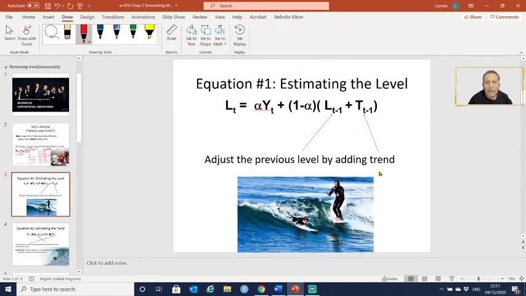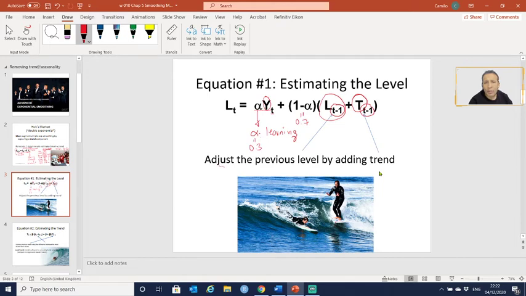I wouldn't like to go very deep into the details, but we said last time that alpha is the learning component. So if alpha is here equal to 0.3, what I am saying is that this level is going to learn 0.3, or 30%, from the previous observation Y t. Say that this Y t is GDP, or any variable that you are trying to estimate. Plus 1 minus alpha, which in this example will be equal to 0.7. So we are saying here that this level is learning 70% from the previous level in the previous period, plus the trend in the previous period.